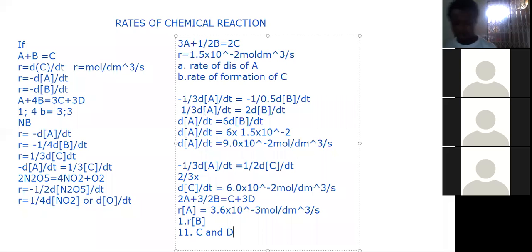So do this for me. I will cut you joining again. You should be listening. Then we do the factors that affect rate of reaction.